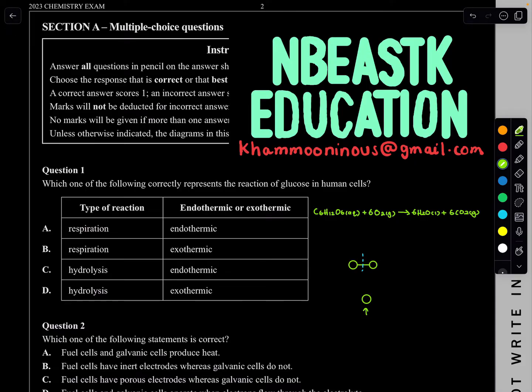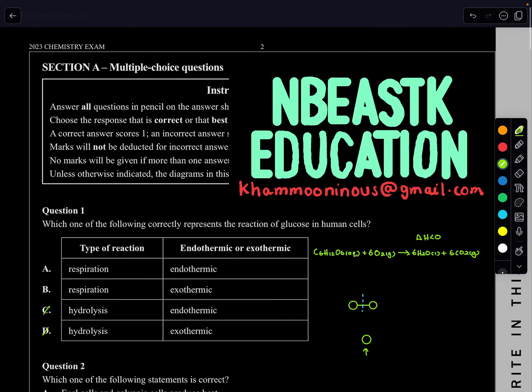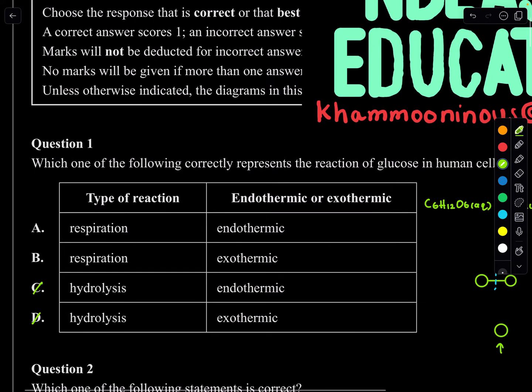So hydrolysis is wrong. So C and D are wrong. Respiration is right. And what is respiration? Think of this as a fuel, and it's going for combustion. Combustion is exothermic. So absolutely, your change in H must be less than 0. It is an exothermic reaction. We are releasing thermal energy and hence energy. So absolutely, choose 1B. There it is. Next question.